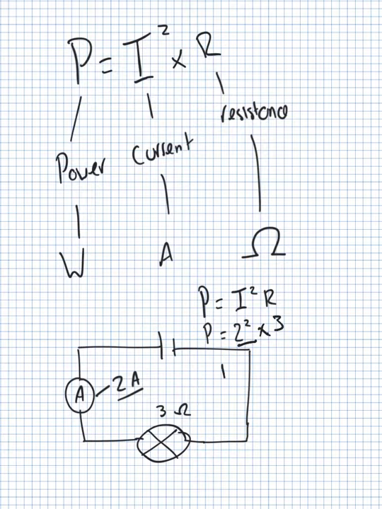So P equals 2 squared, 2 times by 2, 2 times by itself, so 2 squared is 4, times the resistance of 3, so the power equals 12 watts. That means there's 12 joules per second flowing through the bulb. So it's a 12 watt bulb.